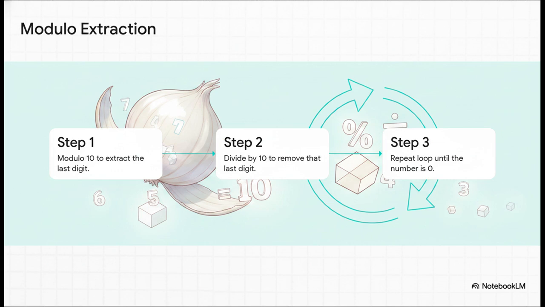Since we're storing this as an integer, it chops off the decimal, which literally removes that last digit we just pulled out. Step 3, we repeat. We just loop this modulo and division process over and over until our original number hits 0. It effectively peels the whole number apart from right to left.